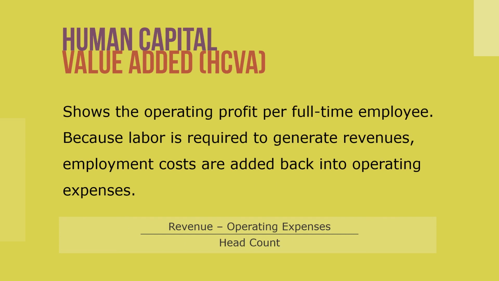Human Capital Value Added, or HCVA, is an adjusted operating profitability figure calculated by subtracting all operating expenses except labor expenses from revenue and dividing by the total full-time headcount. It shows the operating profit per full-time employee. Because labor is required to generate revenues, employment costs are added back into operating expenses.